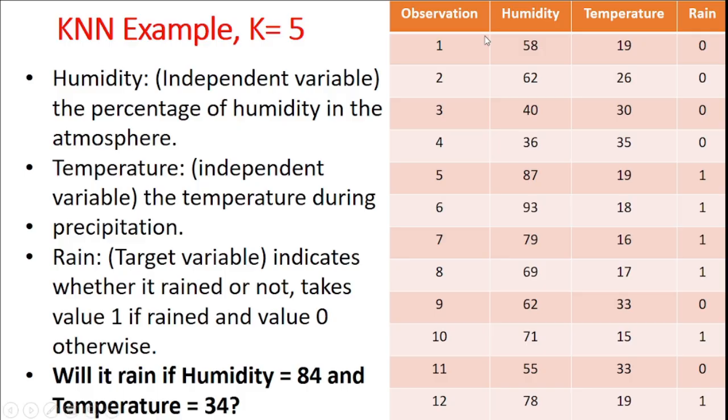You can see one more example, and here we have considered 12 data points. Considering humidity, temperature and rain, the input features are humidity and temperature, and the output feature is rain. Will it rain if humidity is equal to 84 and temperature equal to 34? We need to say whether it will rain for this particular condition. Fine. In this case the hyperparameter tuning for K value is 5.